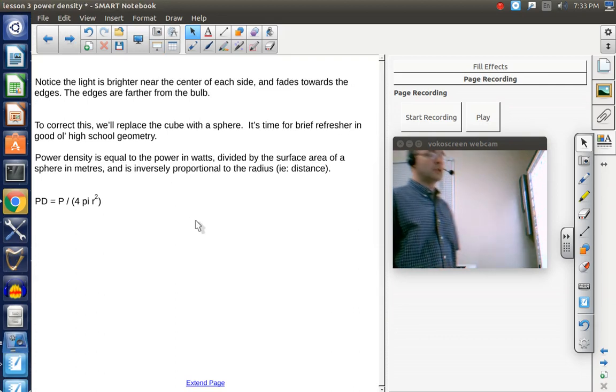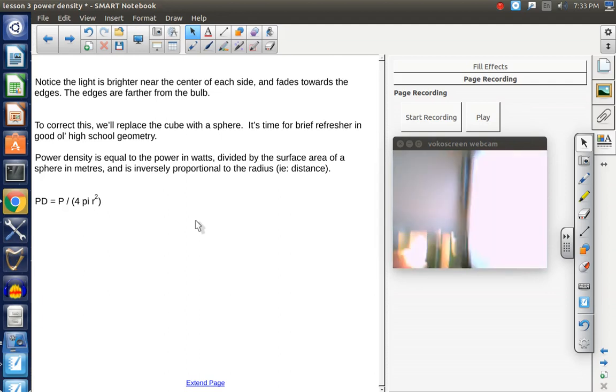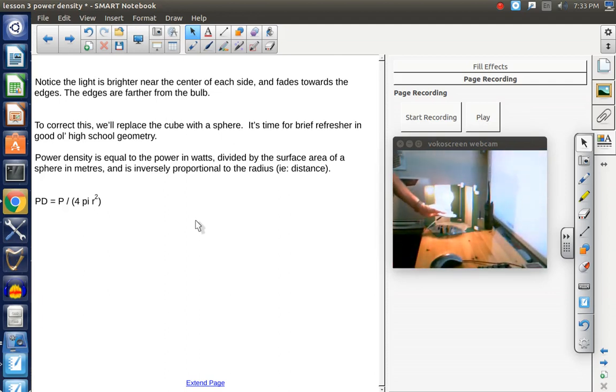So observation here is light is brighter near the center of each side. Oh, I should show you that too. Can I do this? Let's see. That's probably a good position right there. So you'll notice it's really bright here, and then it tapers off towards the edge. Likewise, it's pretty bright here, and it tapers off downwards and outwards as well.